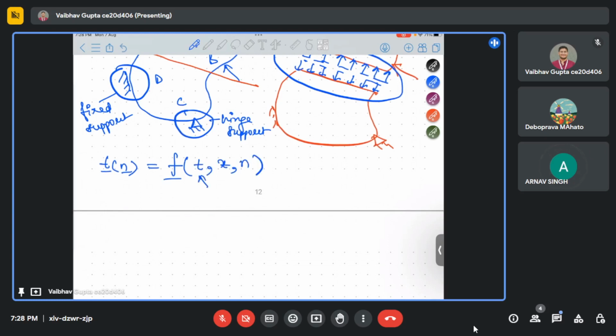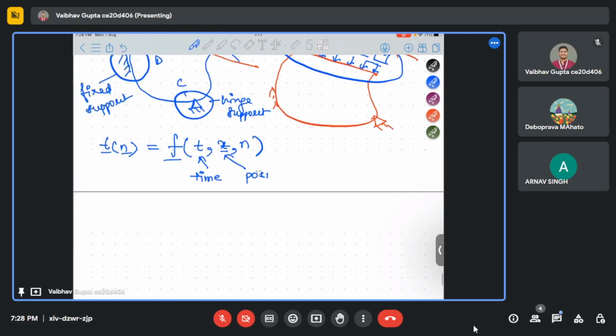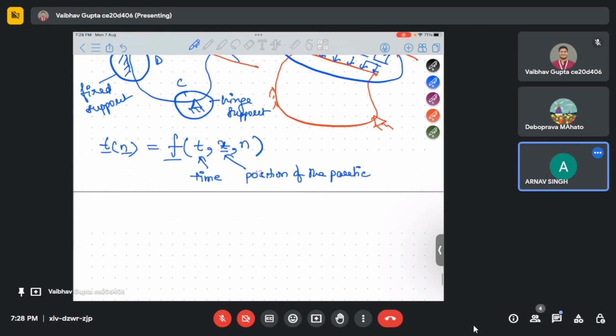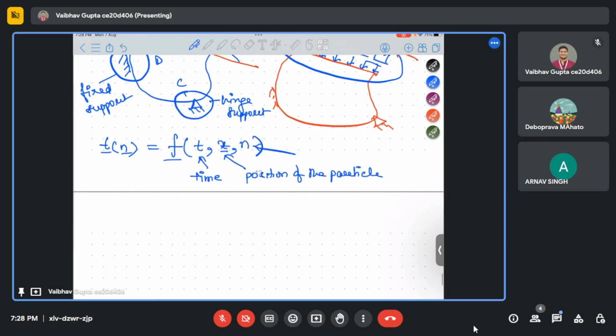What is t? t is nothing but time. What is x? x is the position of the particle. And n depends on the normal to the surface. The first two terms you have seen in previous examples: how position changes will change the location, and how time will play a role. At time t equal to t0, the body is in the reference configuration, and at time t, it is in some other position. Now what is this n?